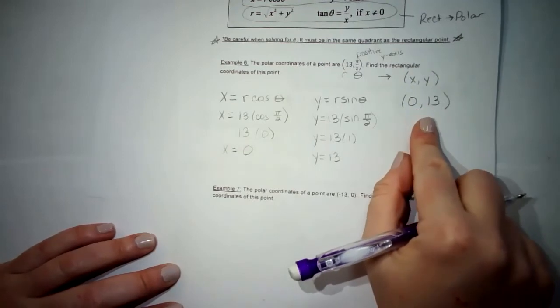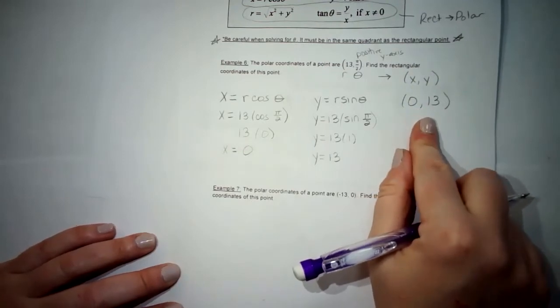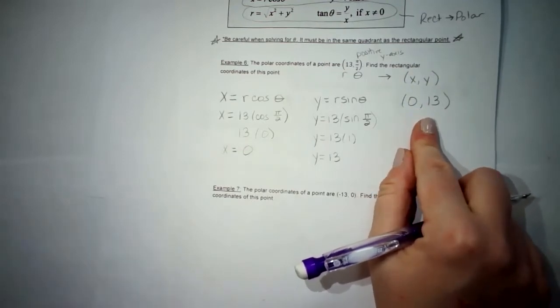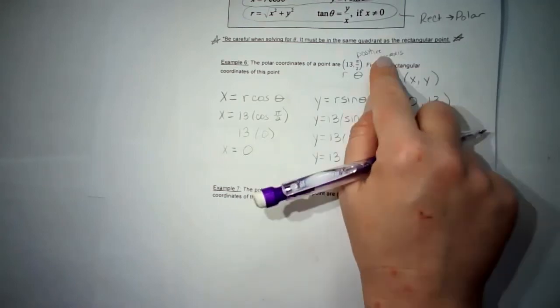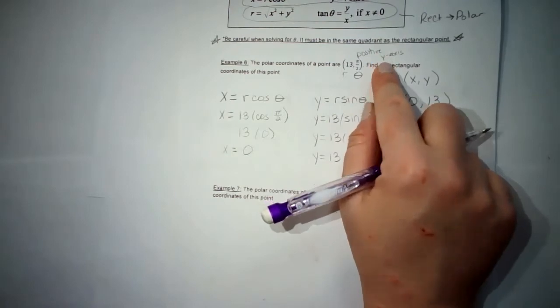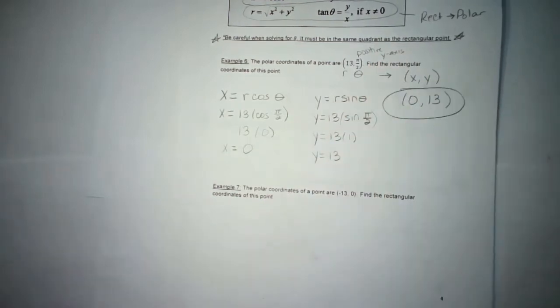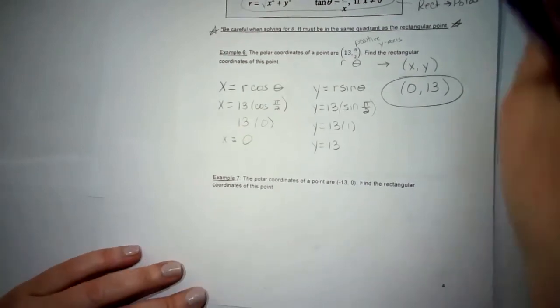Before I circle this and say, absolutely, that's correct, let's think about where 0, 13 is on our rectangular axis. So 0, I don't go left or right, and I go up 13. So where am I located? Positive y-axis, just like we should be. So that is correct. See how I kind of just checked it to make sure that it was in the same location as your polar point?